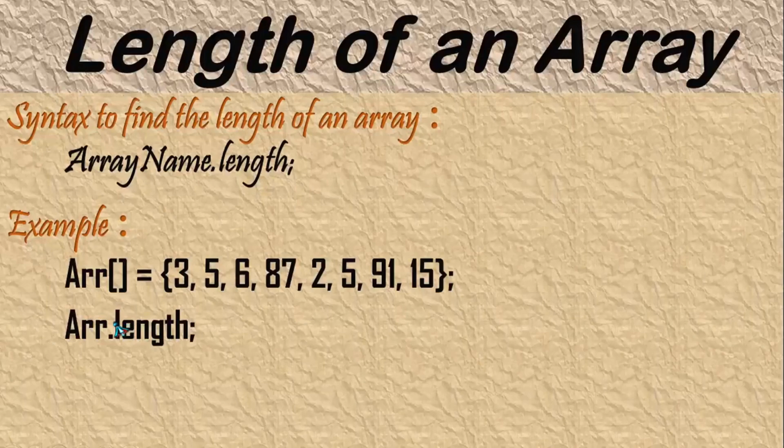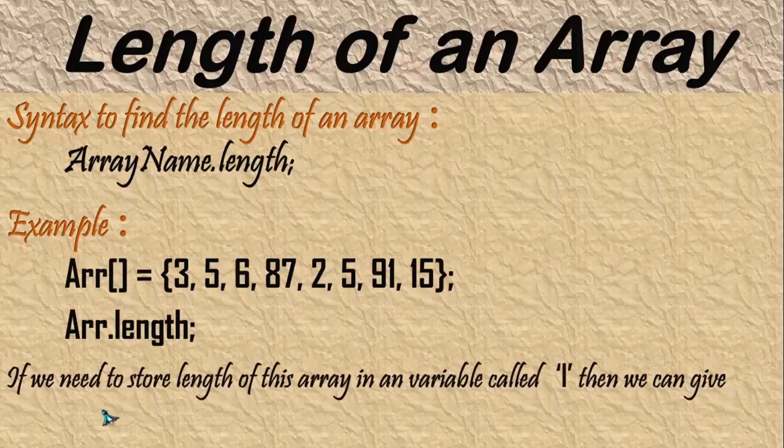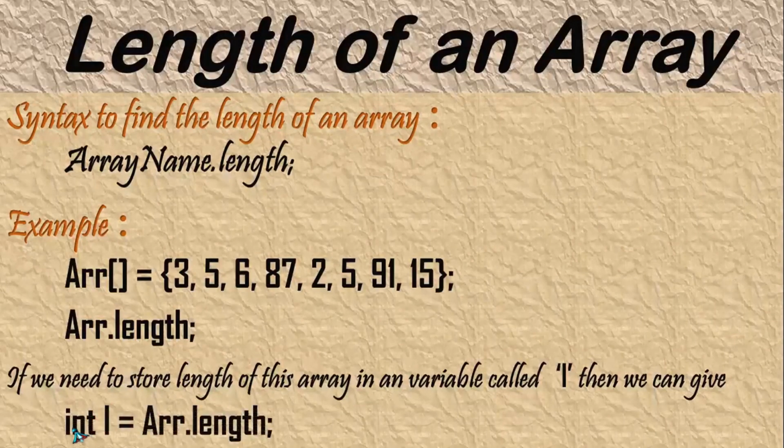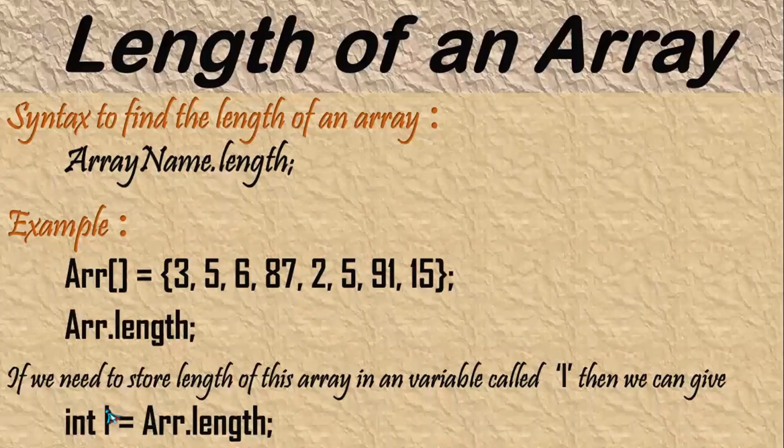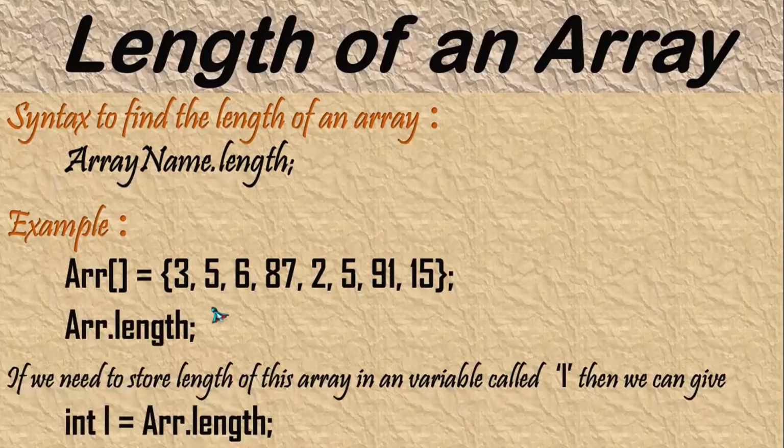If we wanted to store this length in a variable, then we can initialize the variable int L is equal to, because the length is an integer, ARR dot length. So automatically the length of that array will be stored in the variable called L. Here in the example we have 8 elements, so L will be 8. Let us go back to the program.